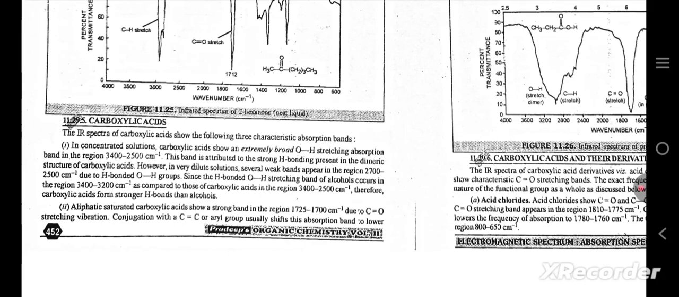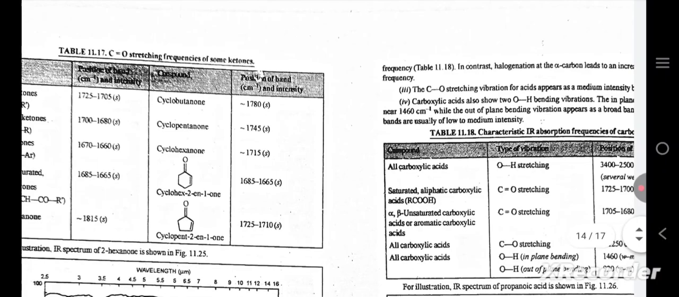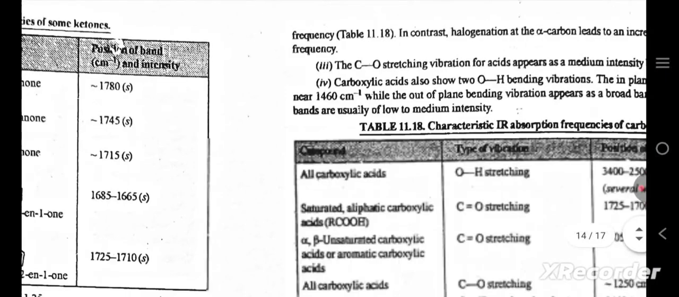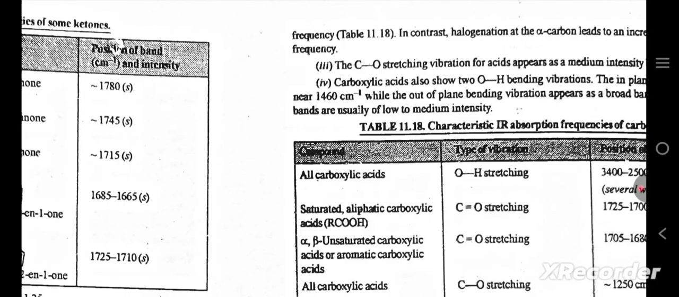Aliphatic saturated carboxylic acids show a strong band in the region 1725 to 1700 cm⁻¹ due to C=O stretching vibration. Conjugation with a C=C or aryl group usually shifts this absorption band to lower frequency. In contrast, halogenation at the alpha carbon leads to an increased frequency. The C–O stretching vibration for acids appears with medium intensity.